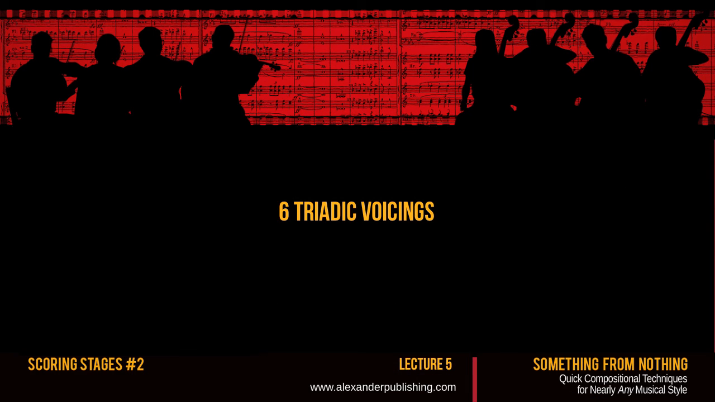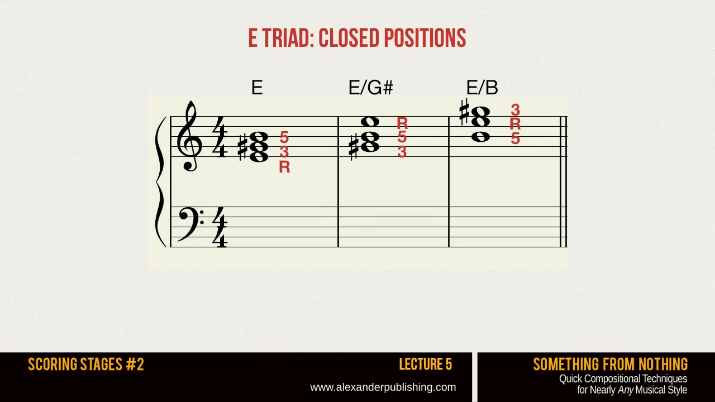In this lecture, we're looking at the 6 types of triadic voicings. 3 are closed and 3 are open. To get the most out of this lecture, please have your spectratone chart ready. What I'm showing you with the E triad is true for every triad. Next to each position is the formula showing root, third, or fifth.